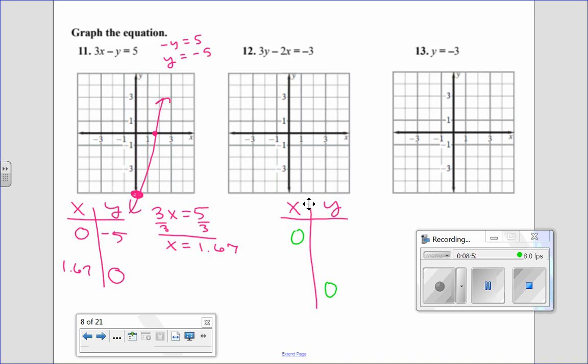So if I stick a 0 in for x right about here, I would cover up that x term, and that would leave me with 3y equals negative 3. How would I solve that? Divide by 3. Divide by 3, and that would be? Negative 1. Yeah, that's my first intercept, right about here. Good job, guys.